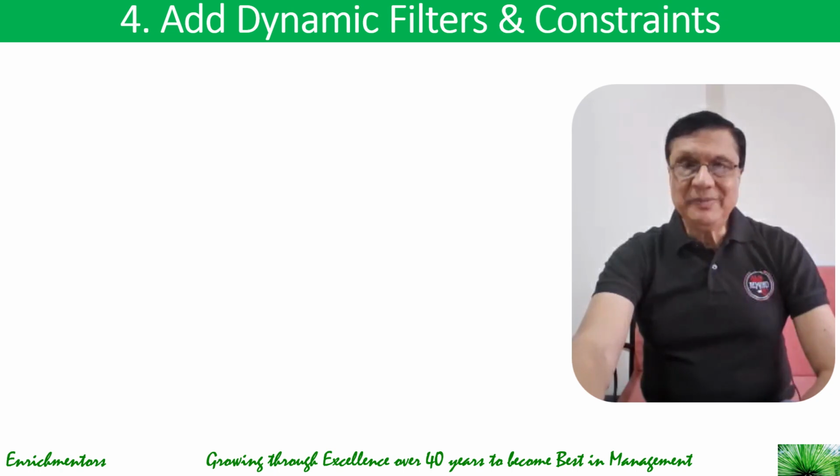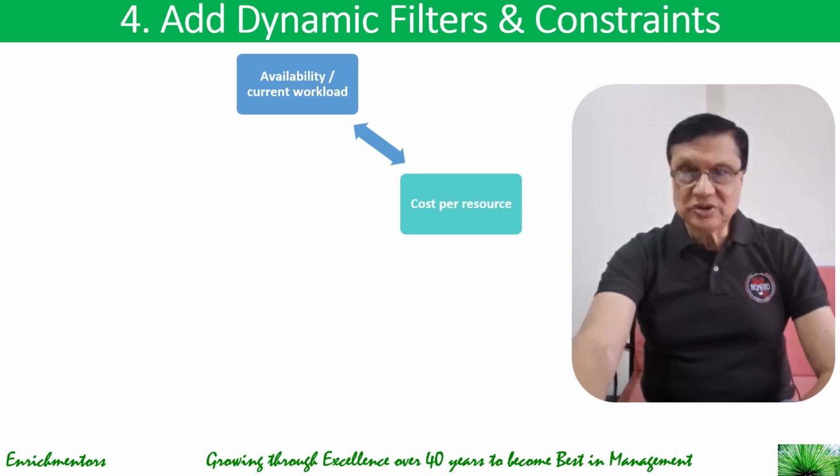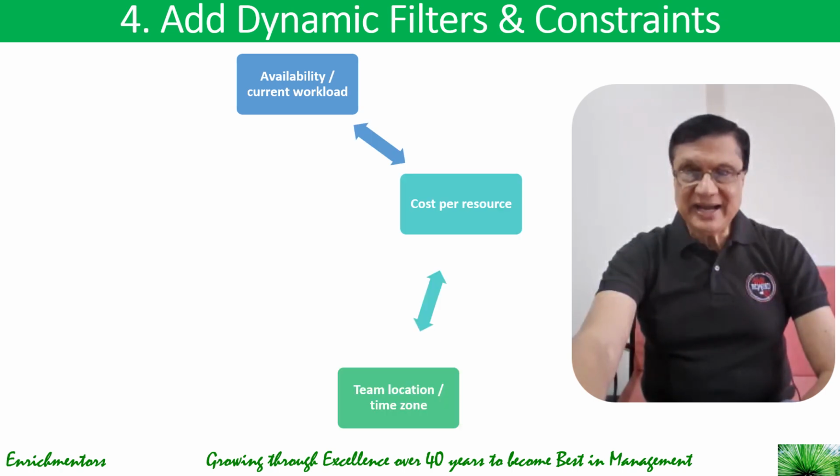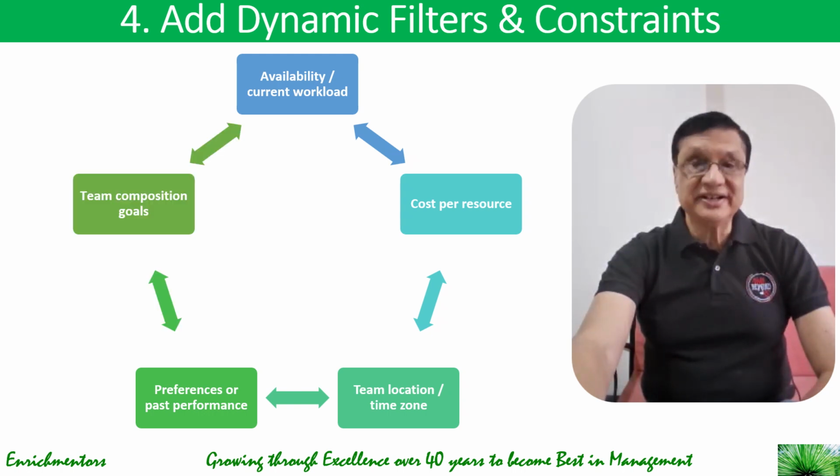Then you need to add dynamic filters and constraints, because that is the utility of AI, right? You can be dynamic, you don't need to be static. Now, there your AI should consider things like availability and current workload, cost per resource, team location and time zone, preferences or past performance, and team composition goals like balance, skill diversity, etc. So, like this, you need to add the dynamic filters and constraints.